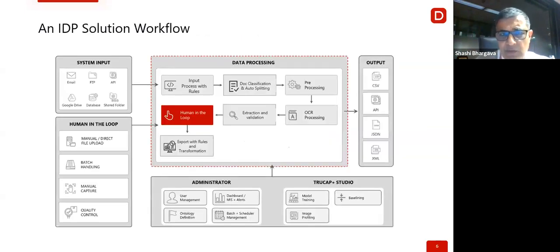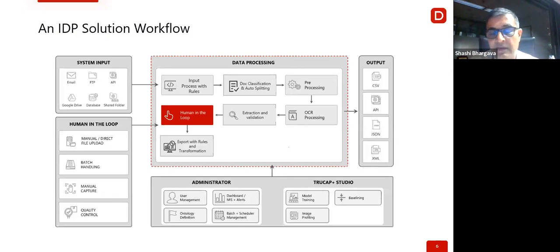Moving on, this is how a typical IDP solution architecture looks. On the left-hand side, you will see a block for system input. The documents can be ingested by email, using FTP, or using REST API to connect with your upstream and downstream systems. You can also have documents lying on Google Drive, a database, a shared folder, or SFTP, and any of these systems is where the IDP product picks up the documents for processing further.